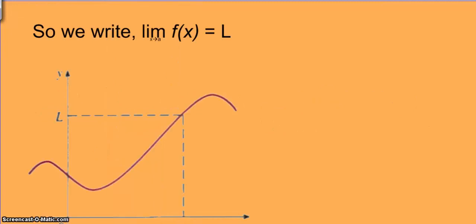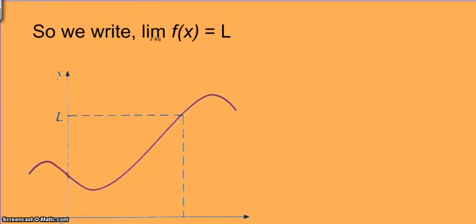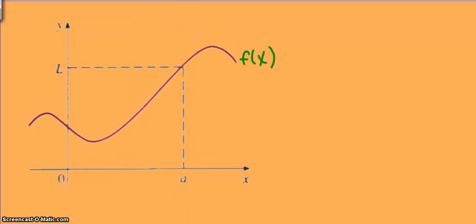All right, so another example, now we don't have an actual function with numbers or an actual example, but this is a more general notation. So we write the limit as x approaches a of f of x equals L. So in this case, we have our function, we don't know what it is, but it's f of x. X is approaching this point A, and we get our limit of L.